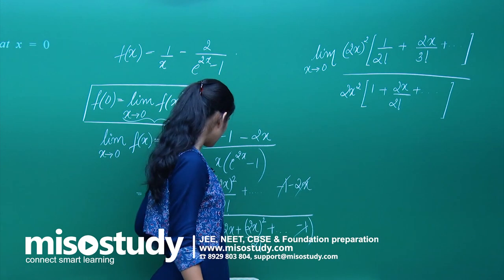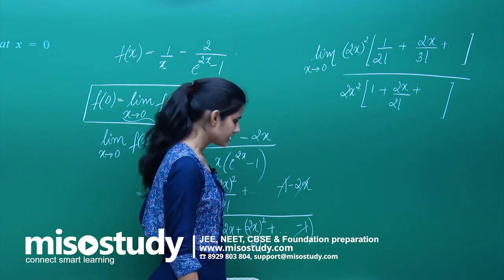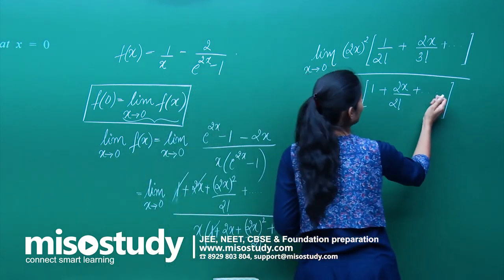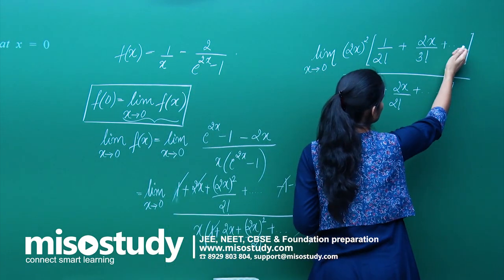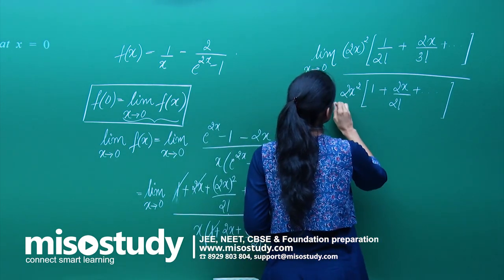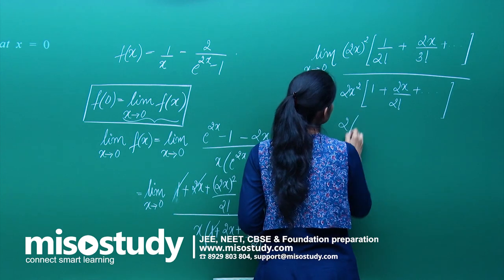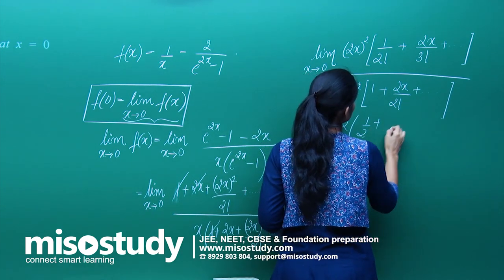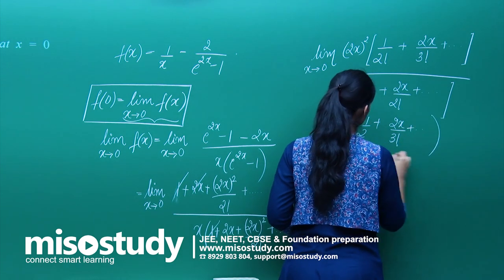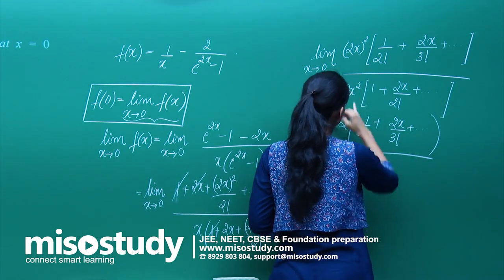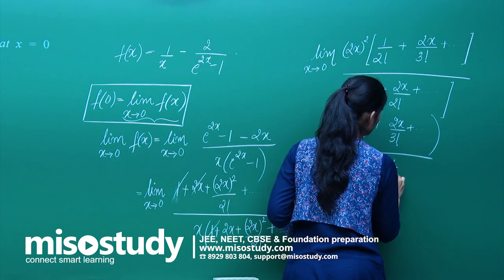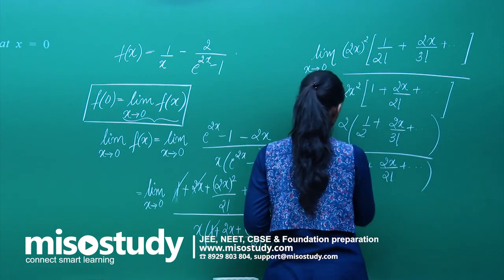You're left with 1, then 1x is left, and therefore 2x by 2 factorial is left. Rest all the terms are going to have at least 1x term. Here also at least 1x term will be there in all the next terms. So you can see 2x square gets cancelled. You are left with 2, 1 by 2 plus 2x by 3 factorial plus and so on whole upon 1 plus 2x by 2 factorial and so on.